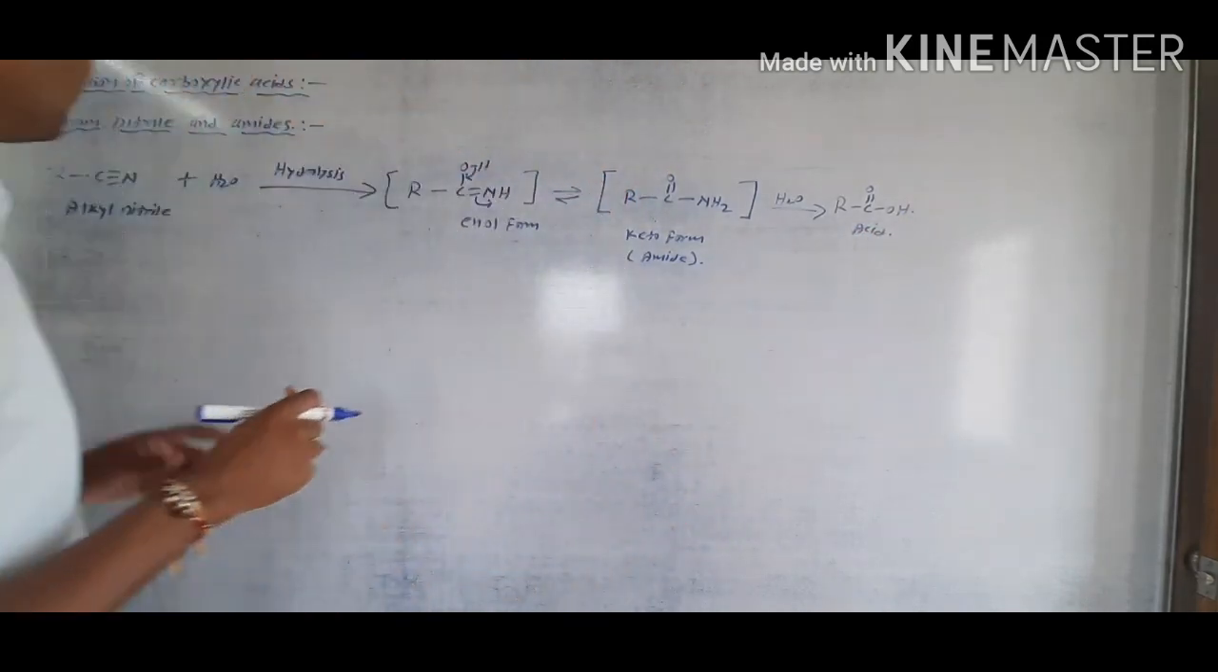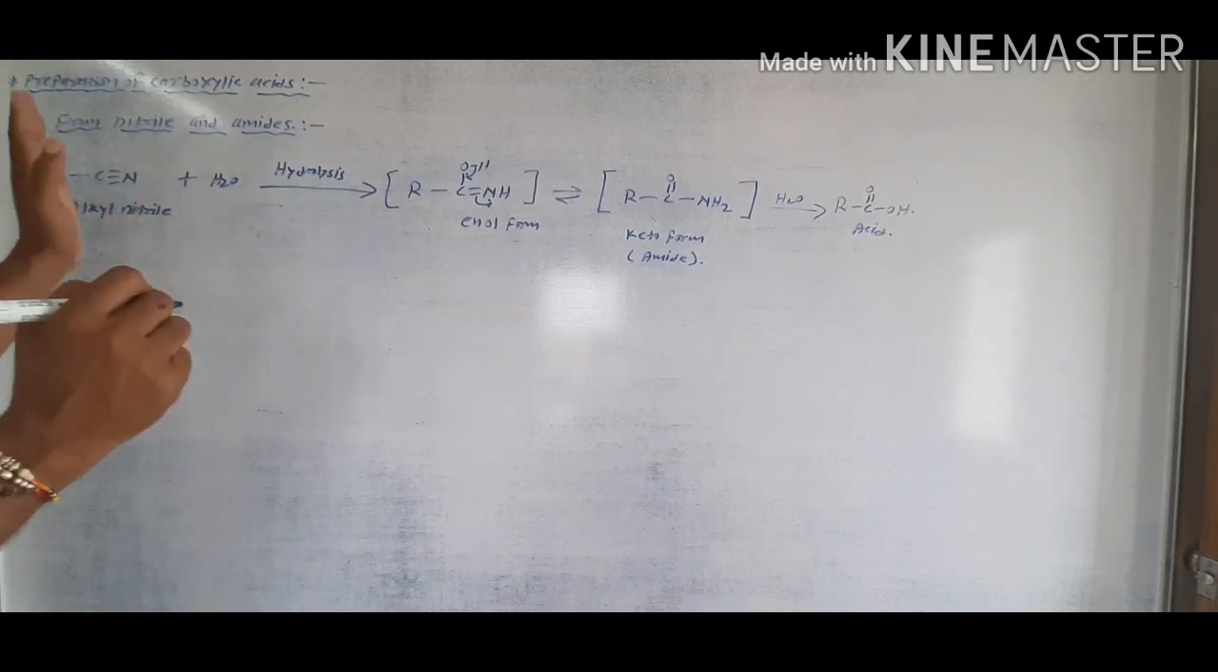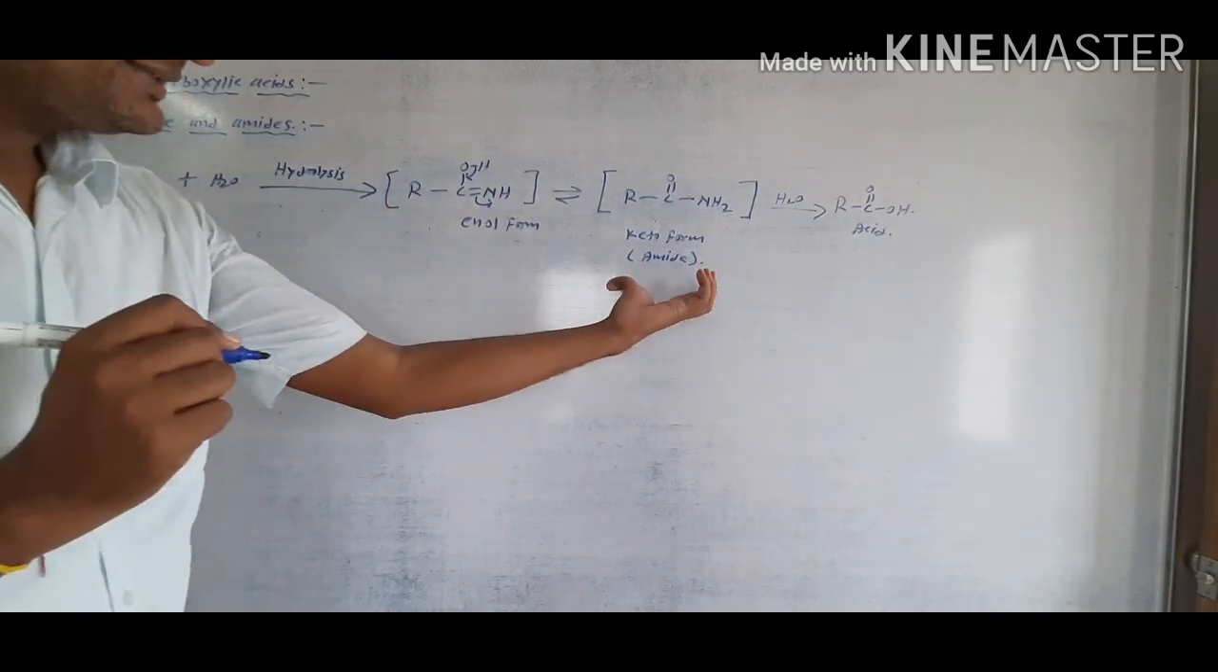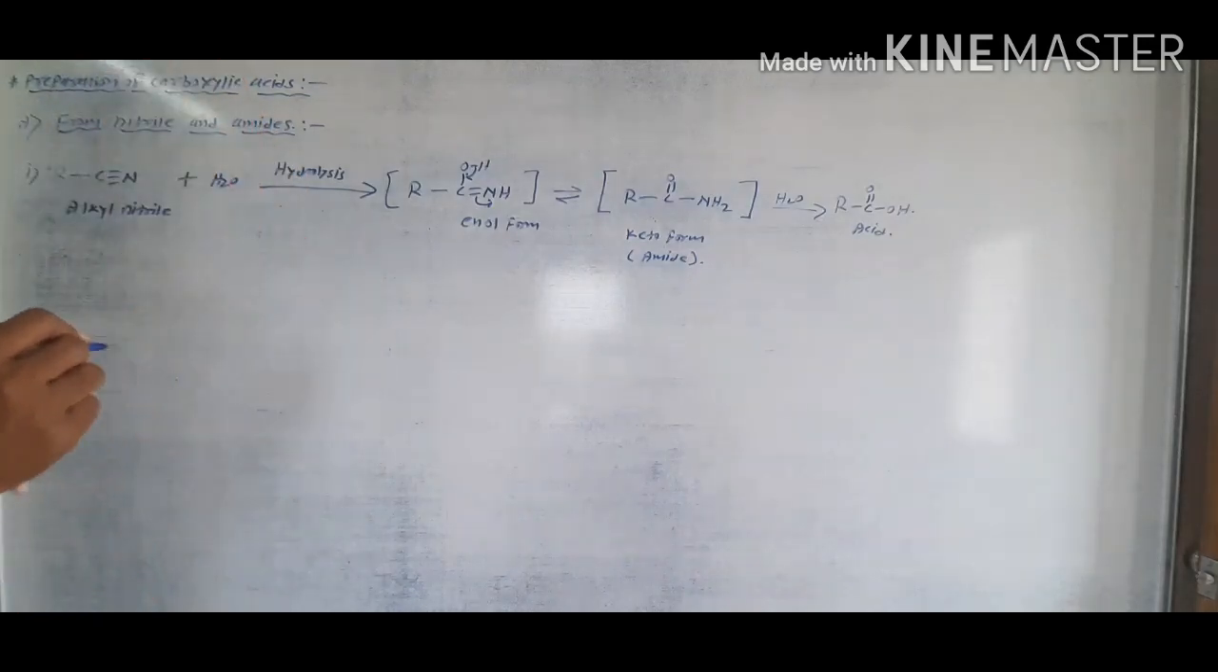This is the simple method for the preparation of carboxylic acid. The first one is from nitriles, aromatic nitriles or aliphatic nitriles, that is alkyl nitrile or aryl nitrile. Both are hydrolyzed to give amides, and amides are further hydrolyzed to give the carboxylic acid.